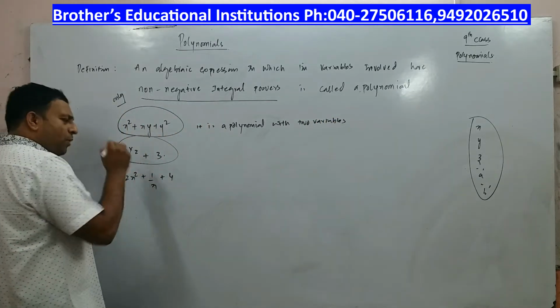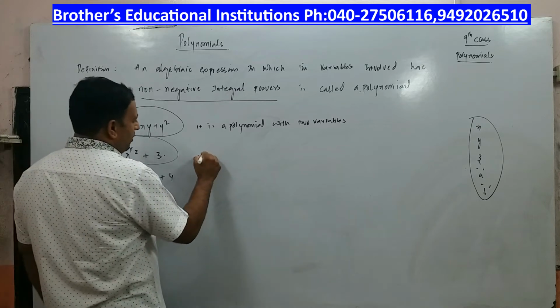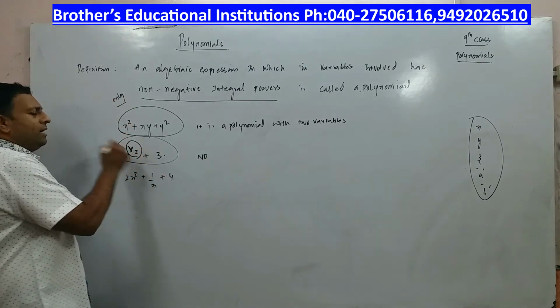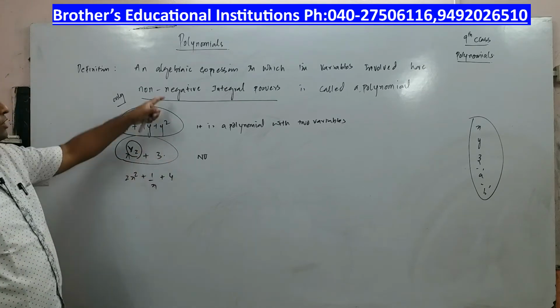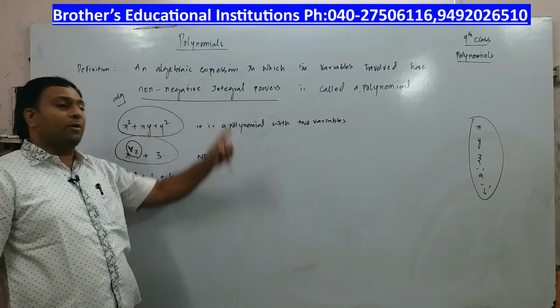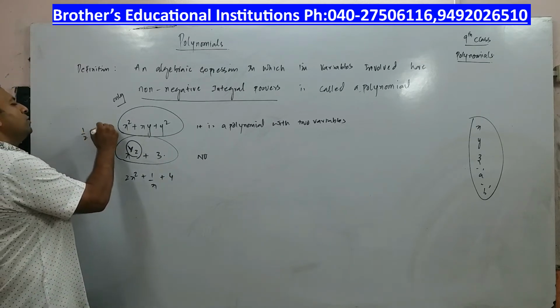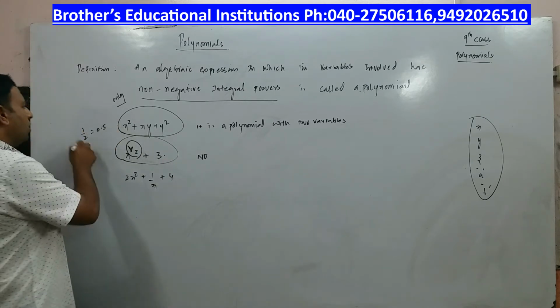Can you call this a polynomial? No, it is not a polynomial. Why? What is the reason? Because you can see the power here is 1 by 2. What does the definition say? Non-negative integral power. 1 by 2 is not an integral number because 1 divided by 2 will give you 0.5. 0.5 is not an integral number.